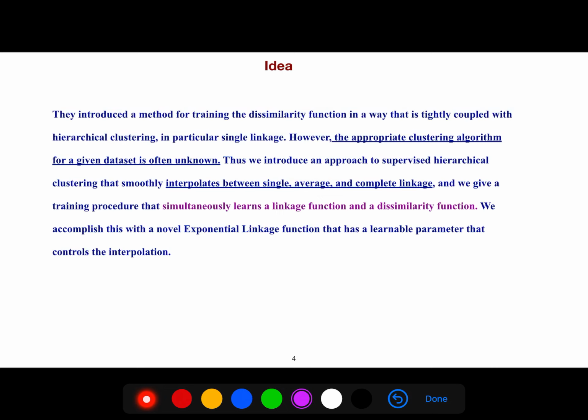However, the appropriate clustering algorithm for a given dataset is often unknown. Thus, we introduce an approach to supervised hierarchical clustering that smoothly interpolates between single, average, and complete linkage, and we give a training procedure that simultaneously learns a linkage function and a dissimilarity function. So it's a joint learning. Traditionally they use it separately, but now we use it jointly.